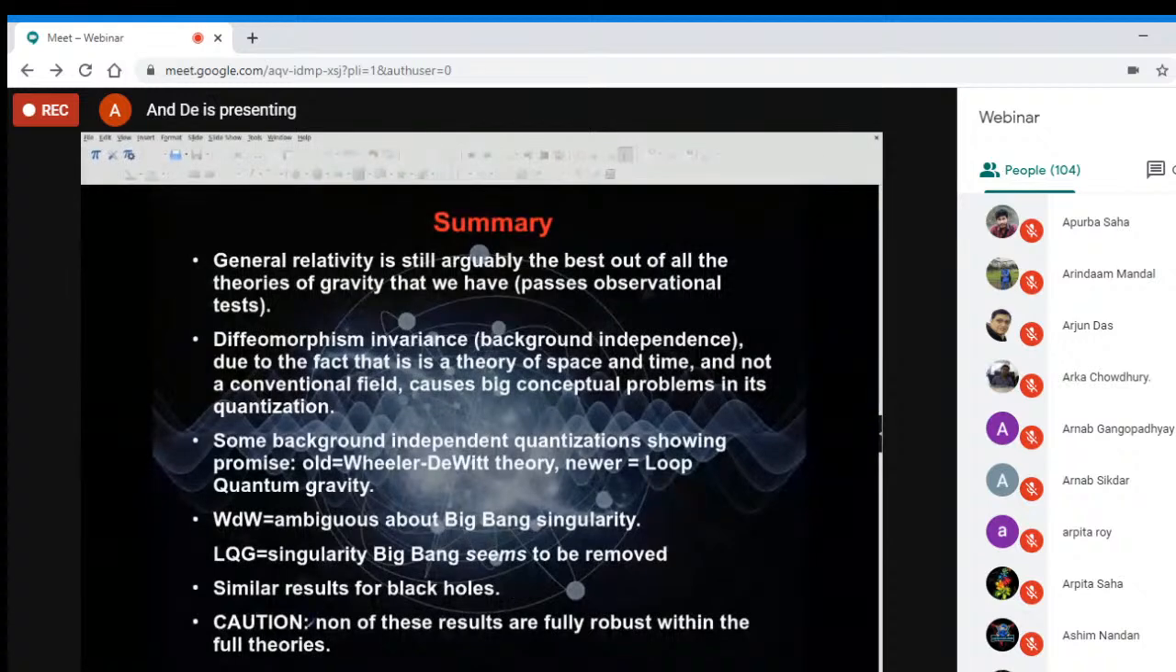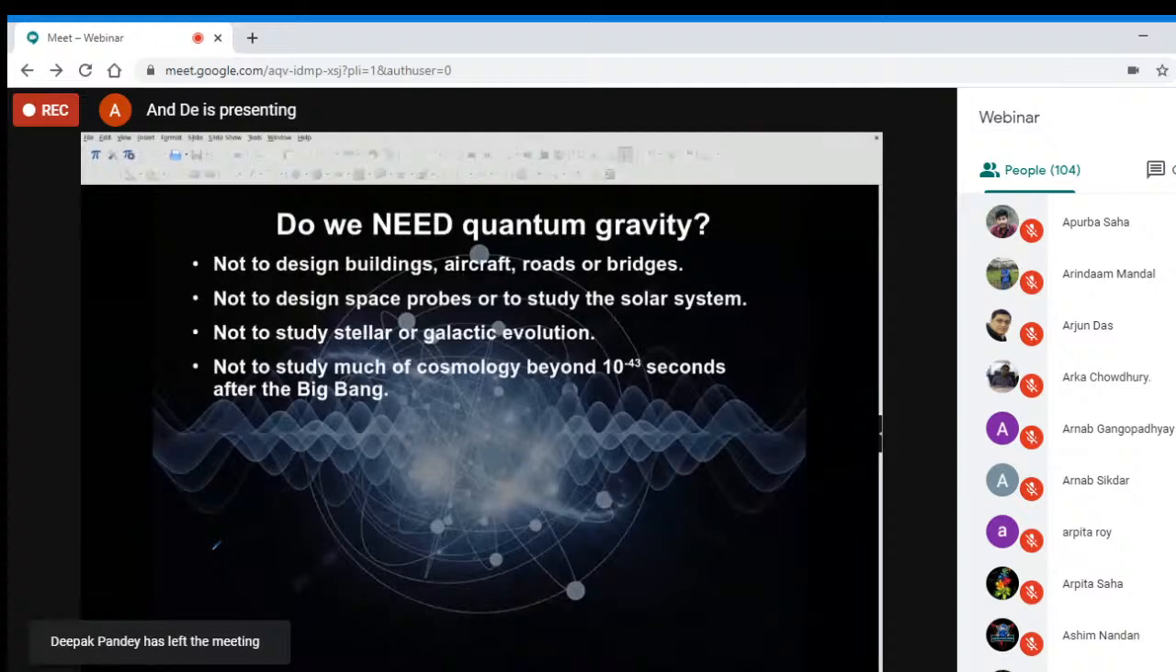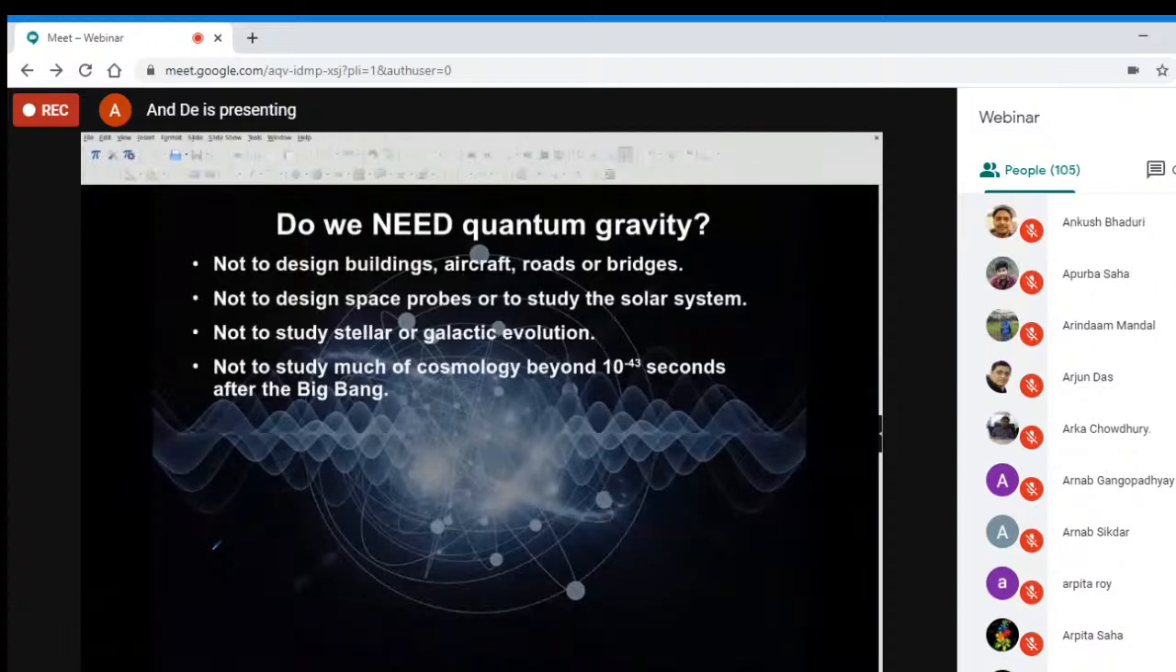Again, a word of caution, none of these results are fully robust, because none of these results are in the full quantum gravity theory. In fact, the full quantum gravity theory in loop quantum gravity does not actually exist yet, but people are working on it. So to answer the big question, this is, I think, the biggest question. Do we actually need quantum gravity? That is up to you.